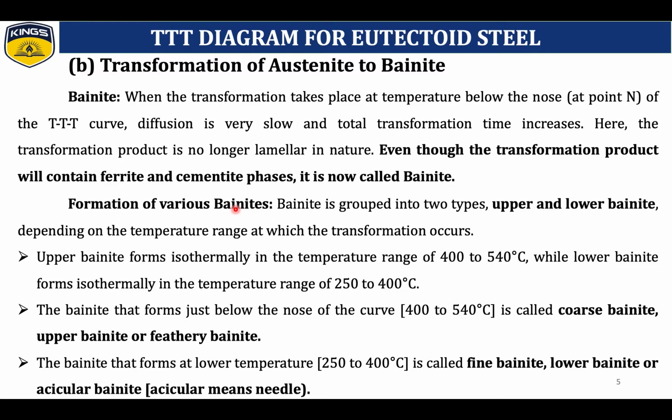There are two types of bainite formation, upper bainite and lower bainite, with respect to temperature. Upper bainite forms isothermally in the temperature range of 400 to 540 degrees Celsius, while lower bainite forms isothermally in the range of 250 to 400 degrees Celsius. The bainite that forms just below the nose of the curve is called coarse bainite, upper bainite, or feathery bainite. The bainite that forms at the lower temperature of 250 to 400 degrees Celsius is called fine bainite, lower bainite, or acicular bainite. It seems to be a needle-like structure.